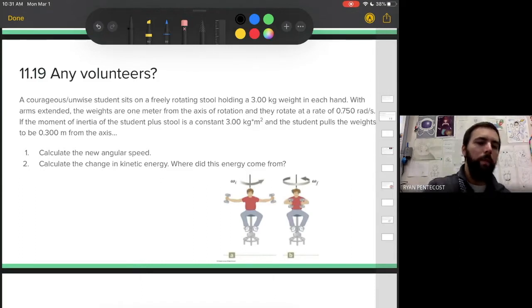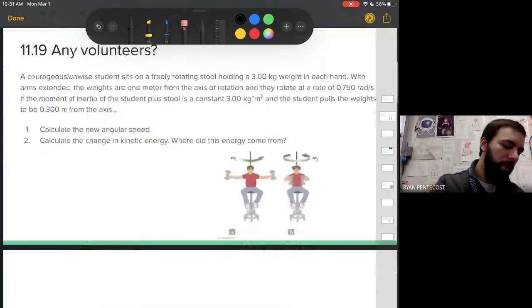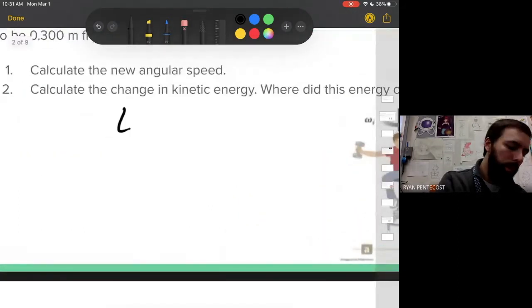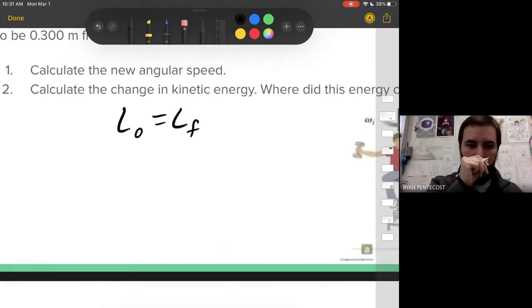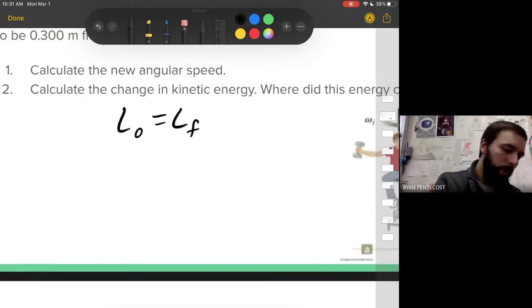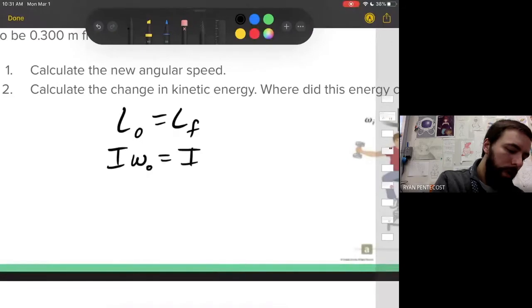So let's start with the concept of conservation of angular momentum. L initial equals L final. This is what we're going to use. Now we'll say that this is I omega initial equals I omega final. But we are also going to change our moment of inertia.